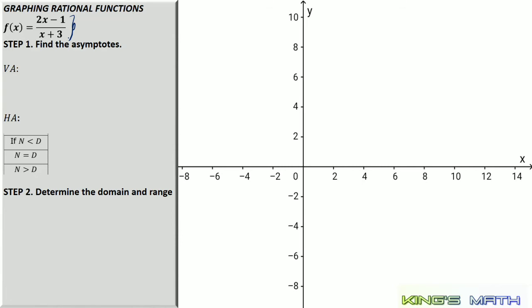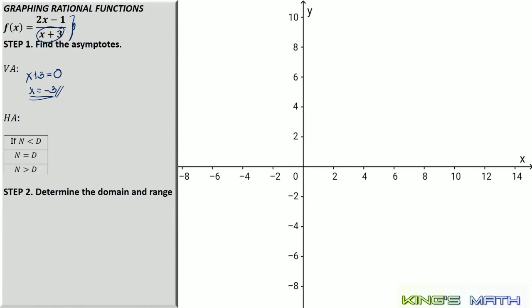To determine the vertical asymptote, we need to equate the denominator to 0. So our denominator here is x plus 3, and we're going to equate it to 0. x plus 3 is equal to 0, and then solve for x. And x is equal to negative 3. So this is our vertical asymptote. This is the equation of a vertical line. How about the horizontal asymptote?